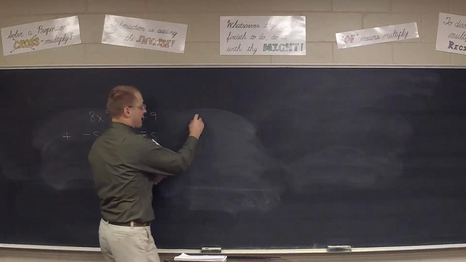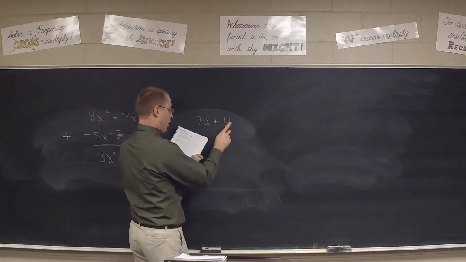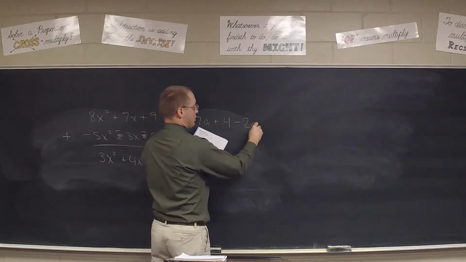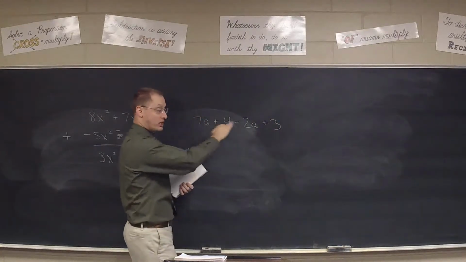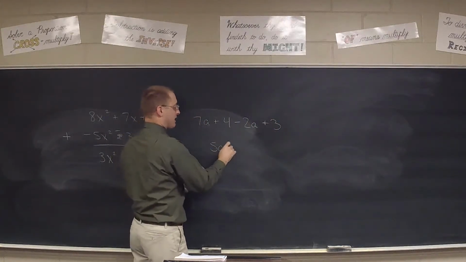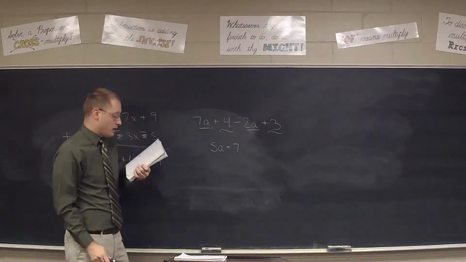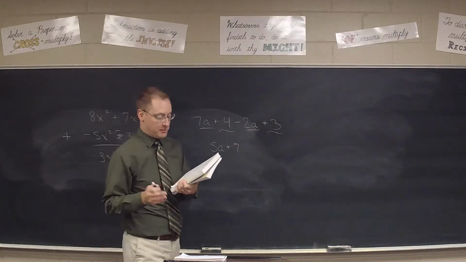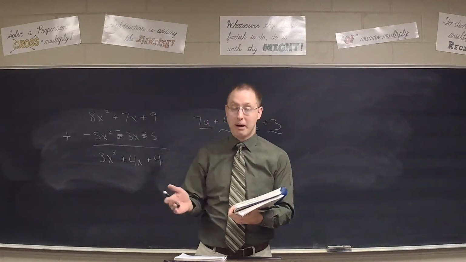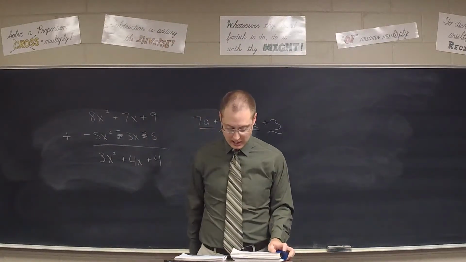Number 10, we've got a 7a positive 4. We add the inverse, negative 2a, positive 3, if you're wanting to do it side by side, to get a 5a positive 7 when you combine your like terms. Number 12, very similar. It's a 4x minus 9x, negative 2x, positive 8, to get 2x, negative 1.